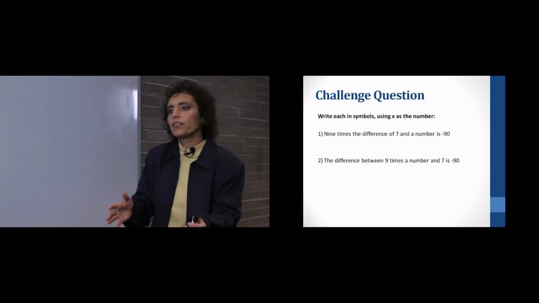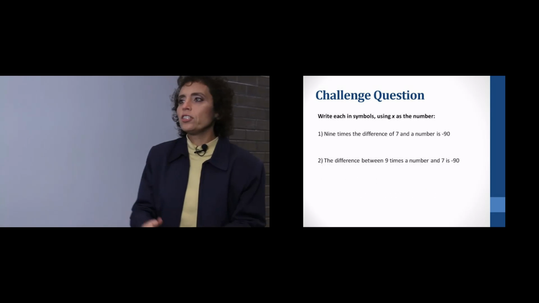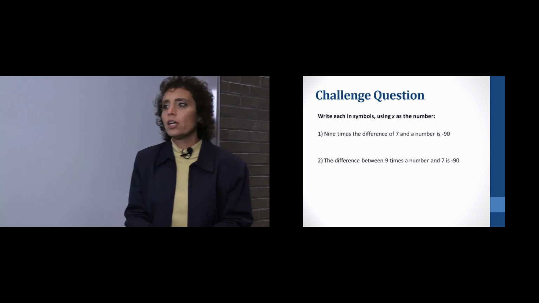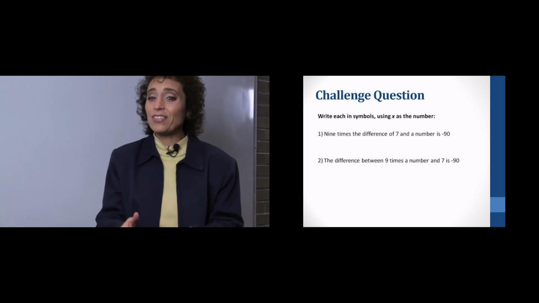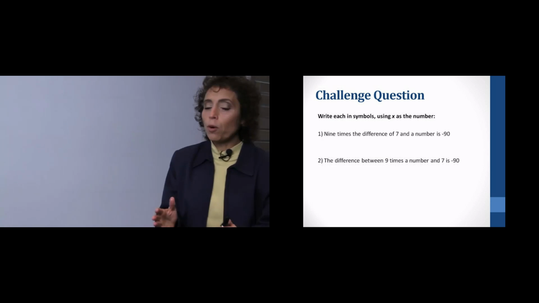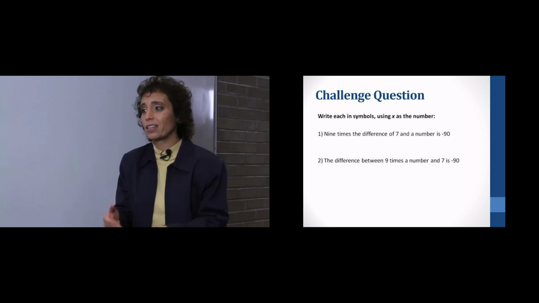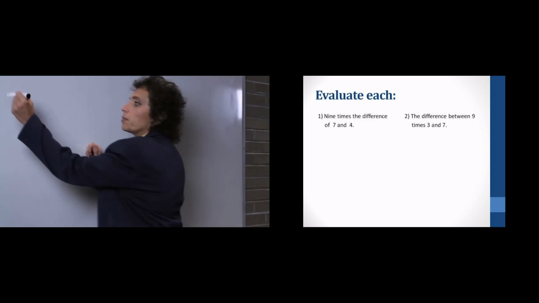Okay, let's take a look at these two questions. The first question says 9 times the difference of 7 and a number is negative 90. The other one says the difference between 9 times a number and 7 is negative 90. Well, they almost sound the same, but before we actually do those, I'm going to put some numbers in those questions to make it a little easier. Okay, so let's take a look.